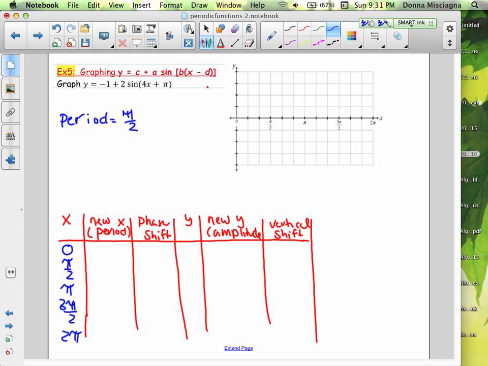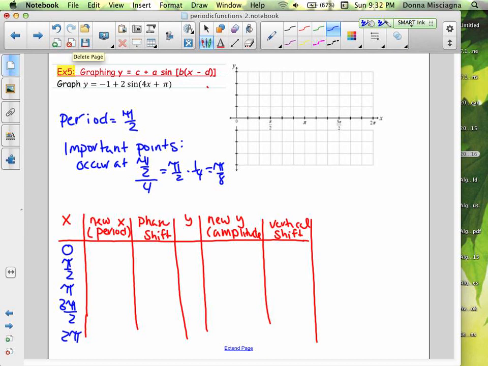Okay? So our important points, those key points, occur at pi halves divided by 4. And dividing by 4 is the same as multiplying by 1/4. So they occur every pi eighths.